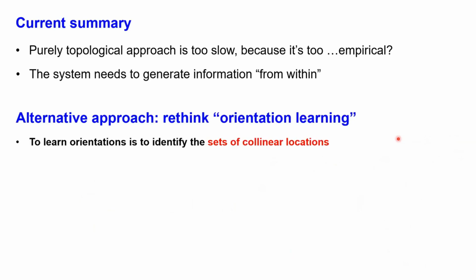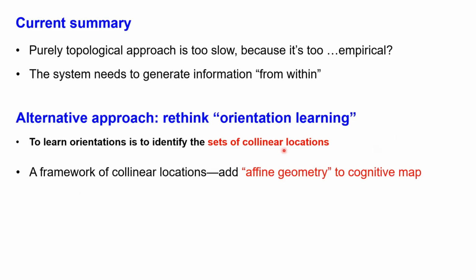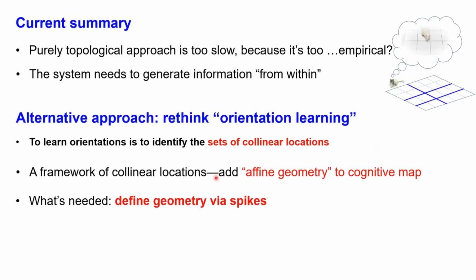But when we think about learning orientations as identifying collinear locations, it's a conceptually important step, because we're not doing topology anymore. Collinearity and all these terms come from geometry. We're basically forced to build a geometry in the cognitive map, because topology is obviously not enough. Only then will we be able to identify things as parallel lines and overlapping lines. This language requires a geometrical approach. So we need to define geometry via spikes.